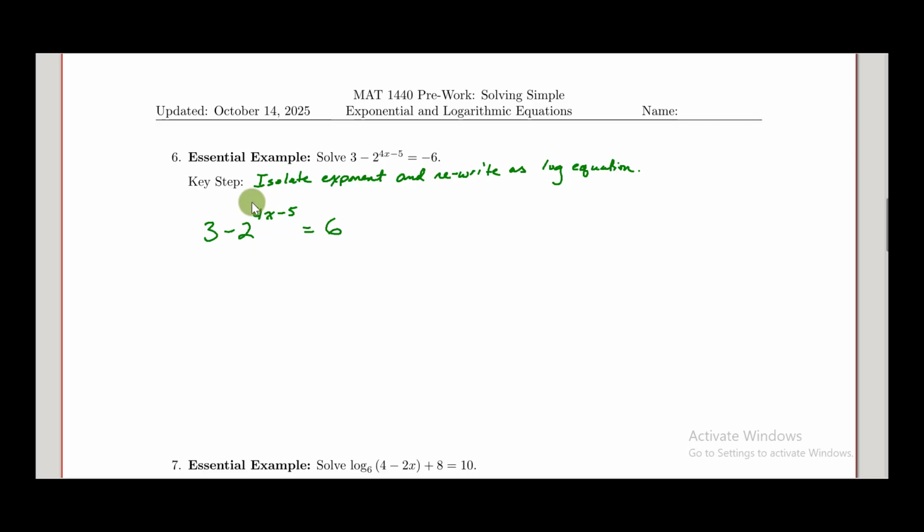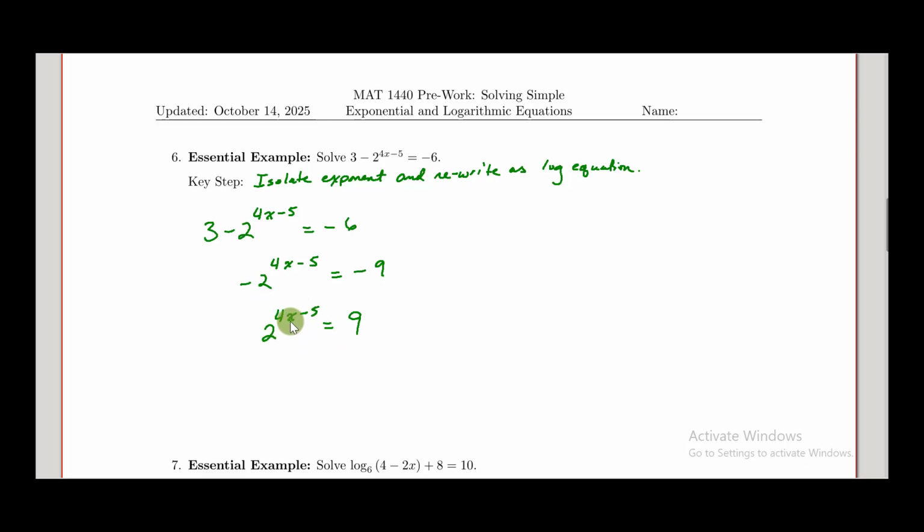But right now, the variable x is trapped inside the power of this exponential statement. So let's go ahead and first isolate the exponential statement. So I'll first subtract over 3. And folks, I miscopied. This should be a minus 6 there. And so when I subtract over the 3, I'll get minus 9. Then I'll divide both sides by a negative 1, and that gives me this statement here. And look what we've done. We have now isolated the exponential expression.